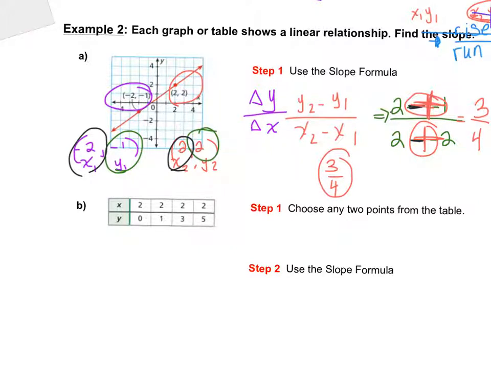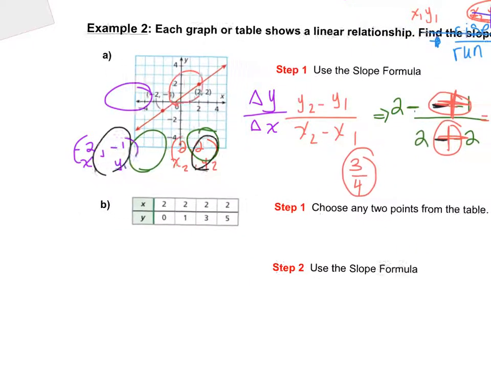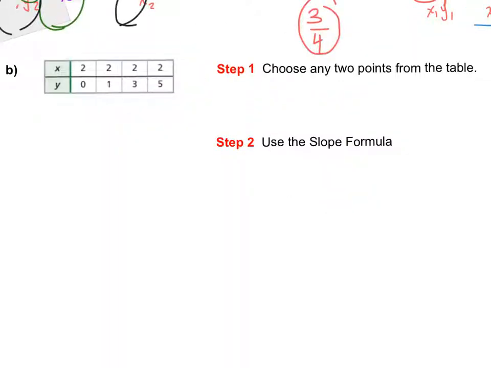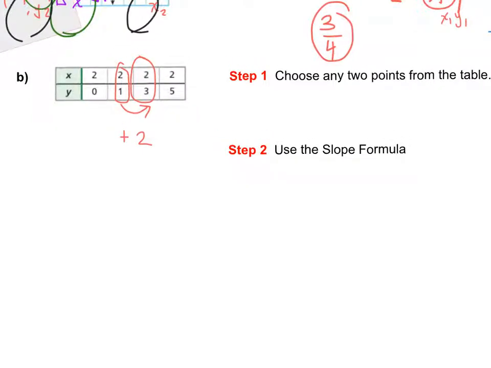Okay, example B, it would like for us to find the slope of that relation, of that linear function that we're looking at right there. It wants us to find the slope using any 2 points from the table. So you could choose any 2 points you would like. I'm going to choose the 2 middle ones. The change of y, I went up by 2, and the change of x, that's interesting, you went up by 0. So the change of y is 2 and the change of x is 0.